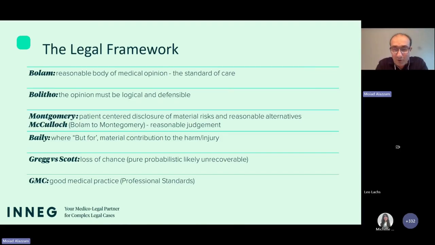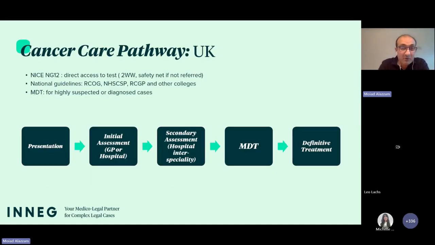And I'm not going to lecture you about the legal parts. You are the experts. I am a medical expert rather than the legal expert. But these are the frameworks that we work with. The Bolam and Bolitho, between the reasonable and justifiable. And then from a consent perspective, the Montgomery and the McCulloch. And then when we look at causation, you would like us all the time to give you the Bailey argument rather than the Gregg argument. And of course, as clinicians, we are bound by our regulatory body, which is the General Medical Council. So these are our frameworks where we work from.